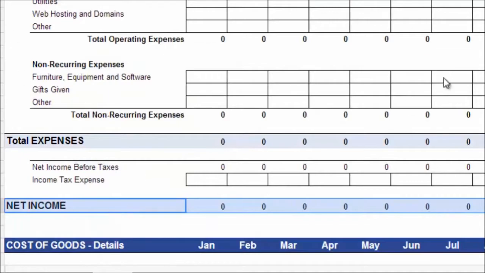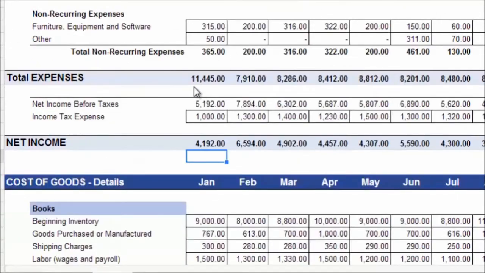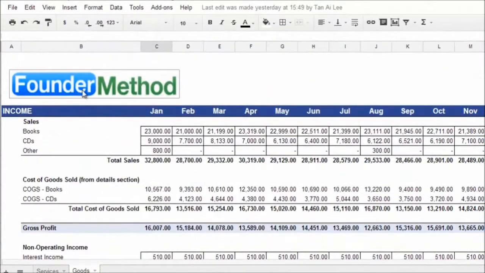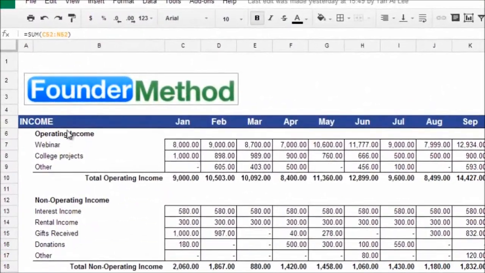Let's look into the example. We took founder method as an example. You insert your company name or logo here. We look into the operating income. The example of Service 1 is webinar. Service 2 will be college project, and so on. You may insert your operating income here for January, February, March, and so on. The template will help you to sum up the total operating income here.